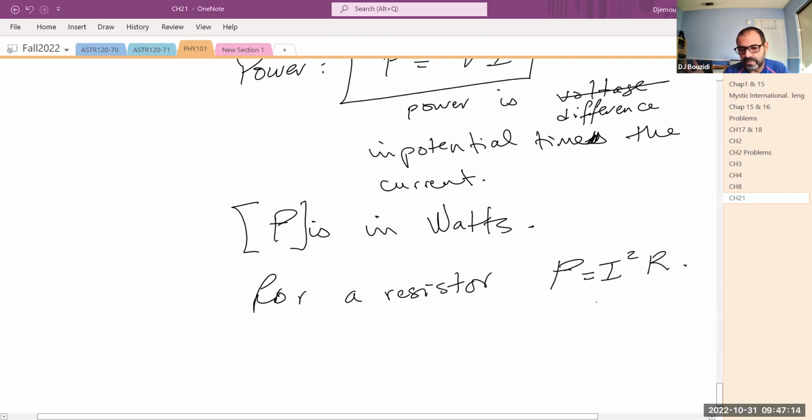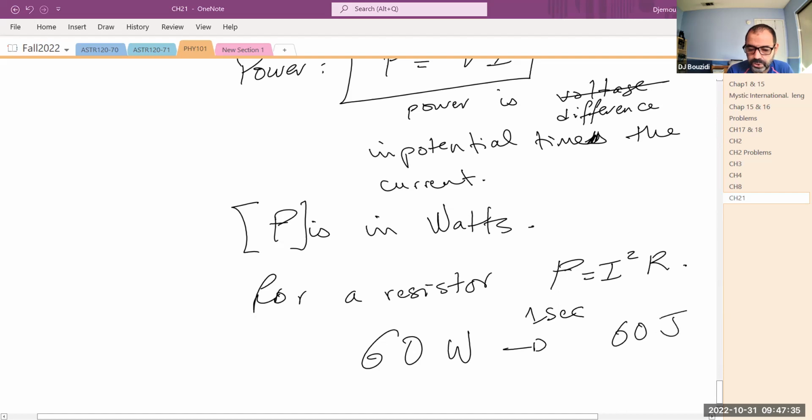Obviously, the power rating of a light bulb, 60 watts for example, doesn't tell you how much energy is consumed. It depends on how long you leave it on. If you leave it on for 1 second, it's going to consume 60 joules, because the light bulb is 60 watts, so you just multiply 60 by 1 and you get 60 joules.